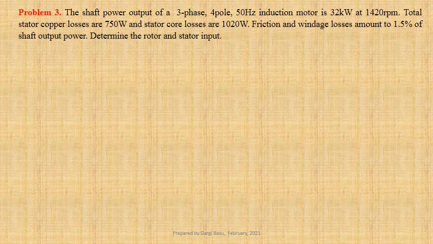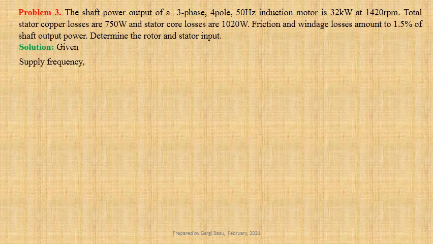Problem number 3. The shaft power output of a 3-phase 4-pole 50 Hz induction motor is 32 kilowatt at 1420 rpm. Total stator copper losses are 750 watt and stator core losses are 1020 watt. Friction and windage losses amount to 1.5% of shaft output power. We have to determine the rotor and stator input power.